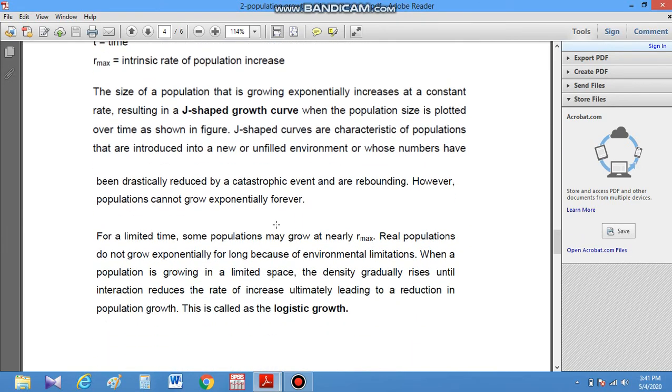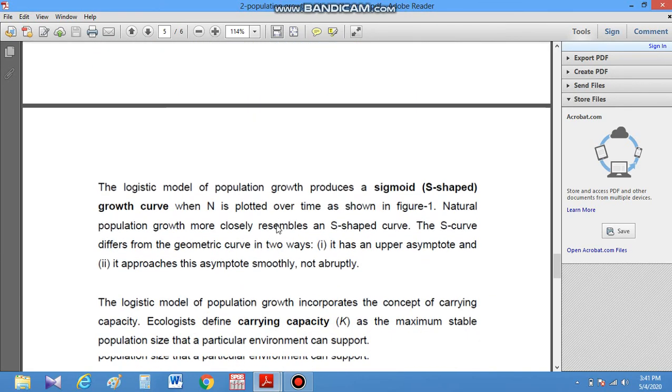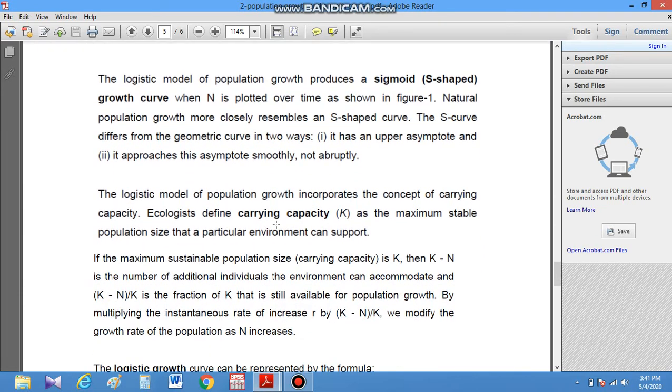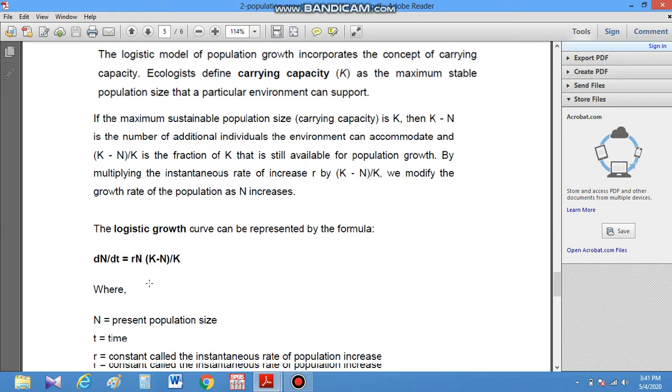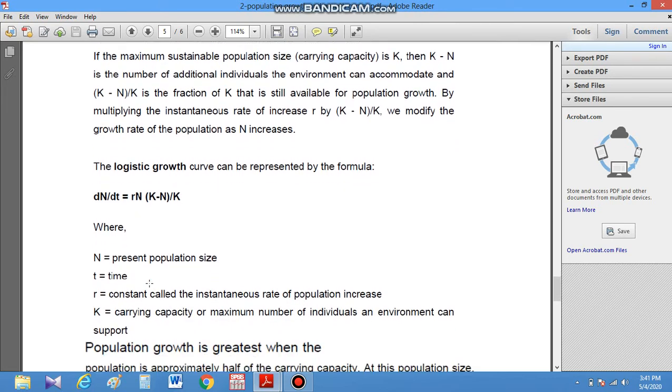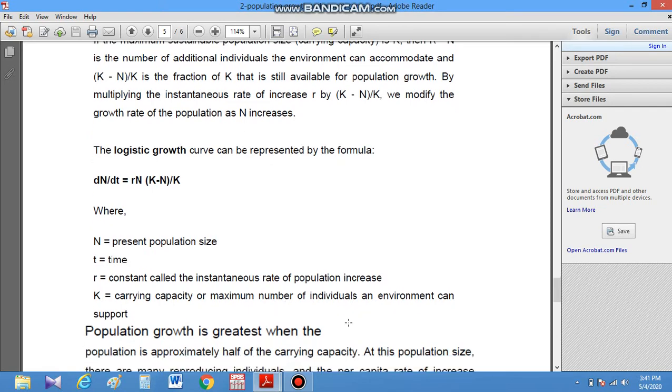The logistic growth curve is represented by this equation: dN upon dt equals rN (K minus N) upon K, where K is the carrying capacity of the environment, that is, the maximum number of individuals an environment can support.